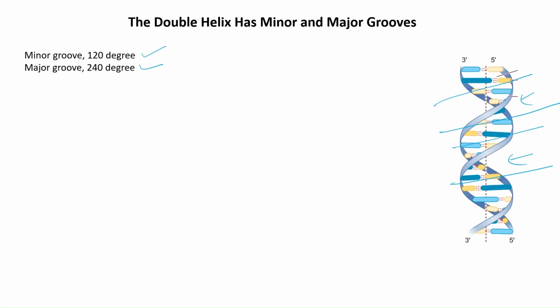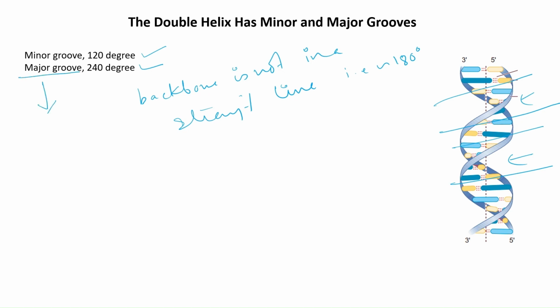These grooves, or this angle, develop because the sugar-phosphate backbones are not in a straight line, that is, at an angle of 180 degrees with each other. Because the backbone is not in a straight line, the major and minor grooves form. Now, this major groove is the part that stores the information. The information of the DNA is stored in this major groove.